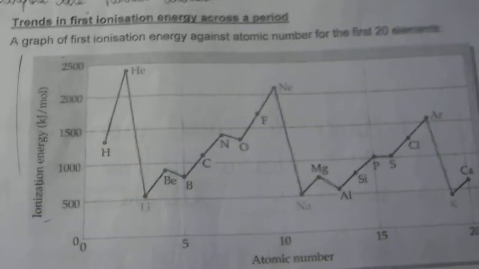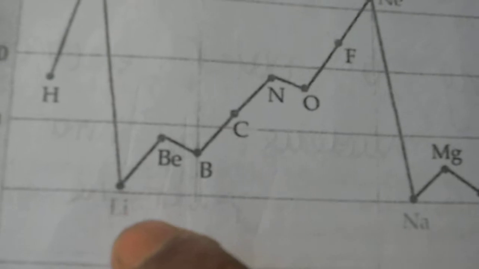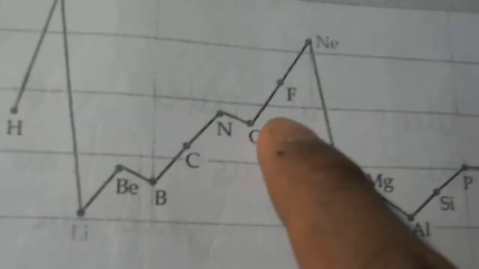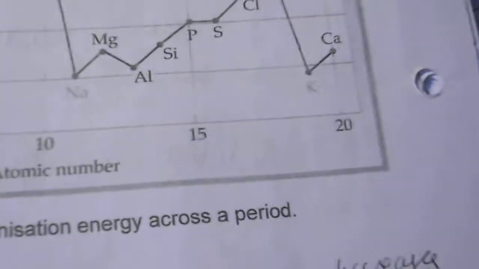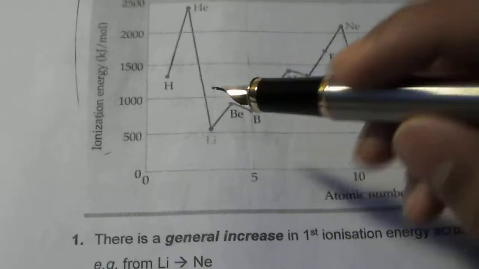So this is a graph to show the first ionization energies across a period, and this is for the first 20 elements. So H to He, and then this is a period now: lithium to beryllium, boron, carbon, nitrogen, oxygen, fluorine, and neon. That's the same as going along here. So now, generally, there is a general increase as we go across the period.